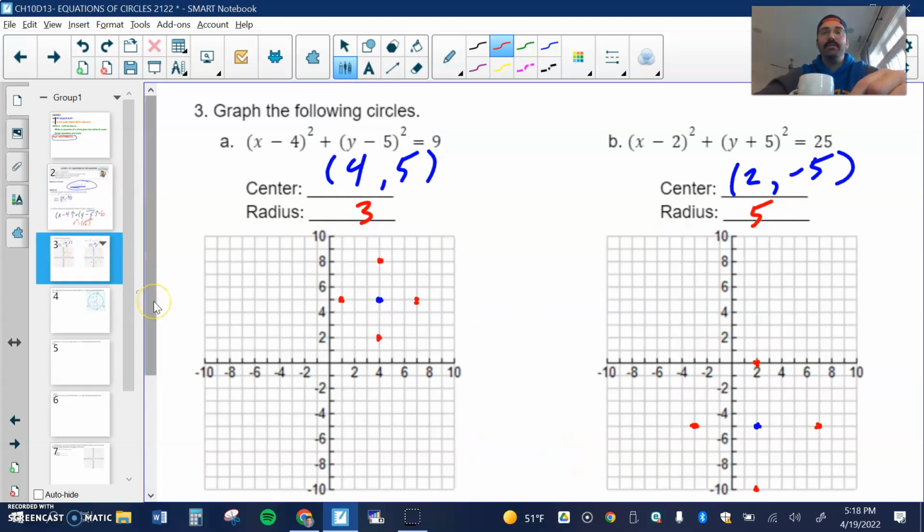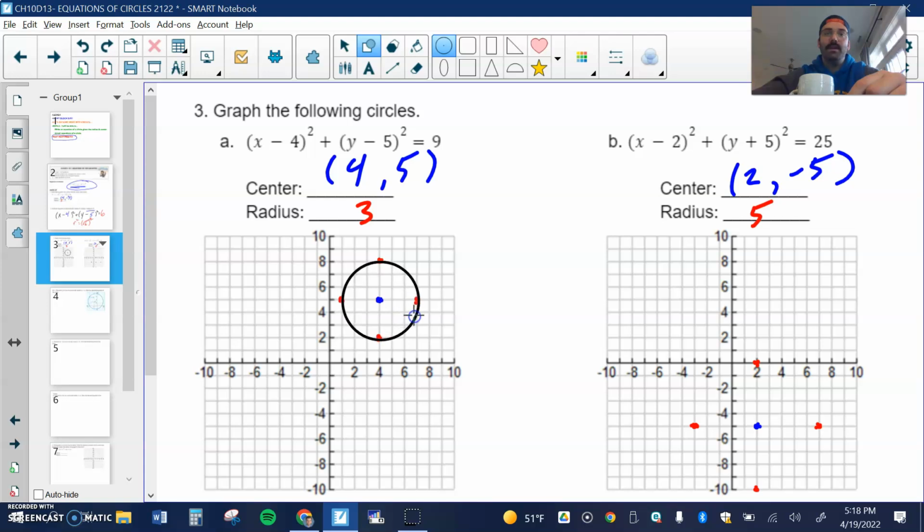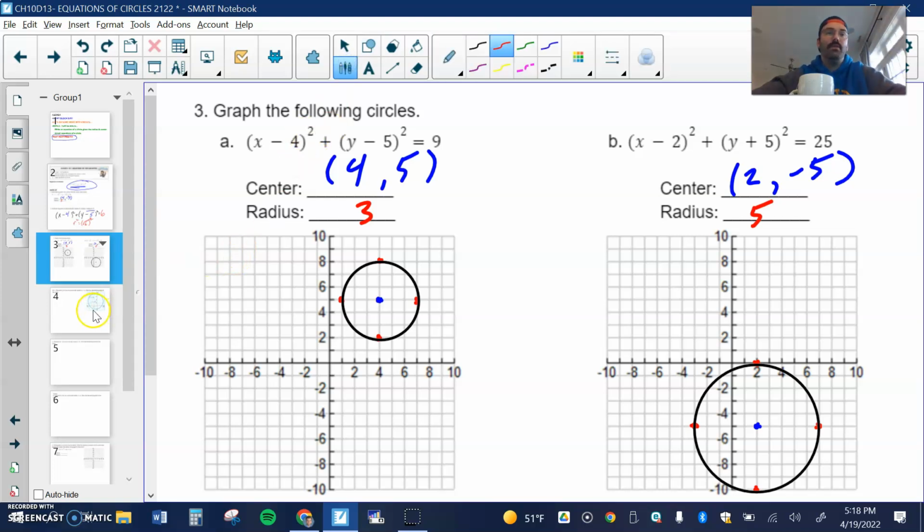All right, let's graph these two. I made all my major points there. I was going to put the circles in last, just so you guys can check your work. There's my center, 4, 5, and my radius of 3. And my circle with my handy-dandy circle tool looks something like that. Center is 2, -5. Radius of 5. It should look something like that. And there's my circle tool like that. All right, let's keep going.